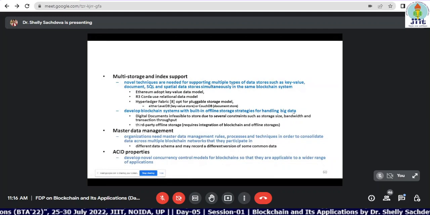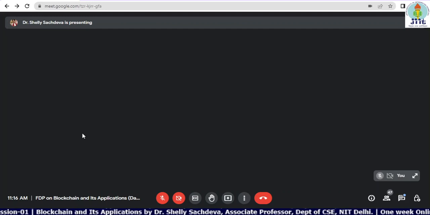Then the next research area to work on is to develop blockchain systems with inbuilt offline storage strategies for handling big data. Digital documents are infeasible to store on-chain due to several constraints, because of the storage size, the bandwidth, and the transaction throughput. So we really need an architecture with an amalgamation of online storage with offline storage.